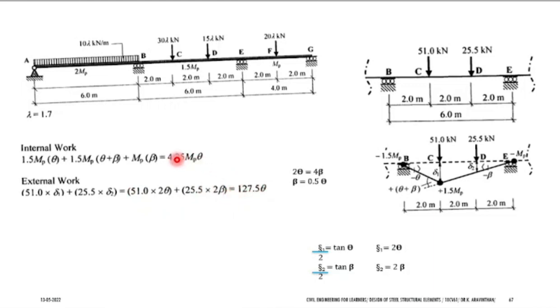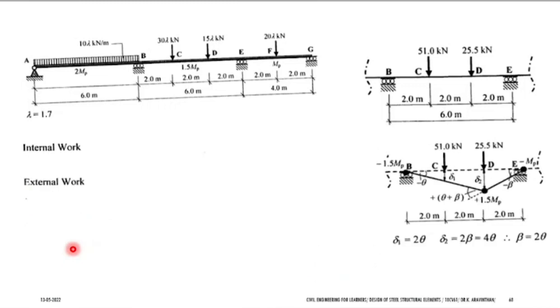Now you can equate 4.25 mp theta equals 127.5 theta. Both theta terms will get cancelled, and you will be getting mp. What is your answer? You equate this, divide this, and you will be getting 30. Now the next mechanism is, you have to take 25.5 as the plastic moment.